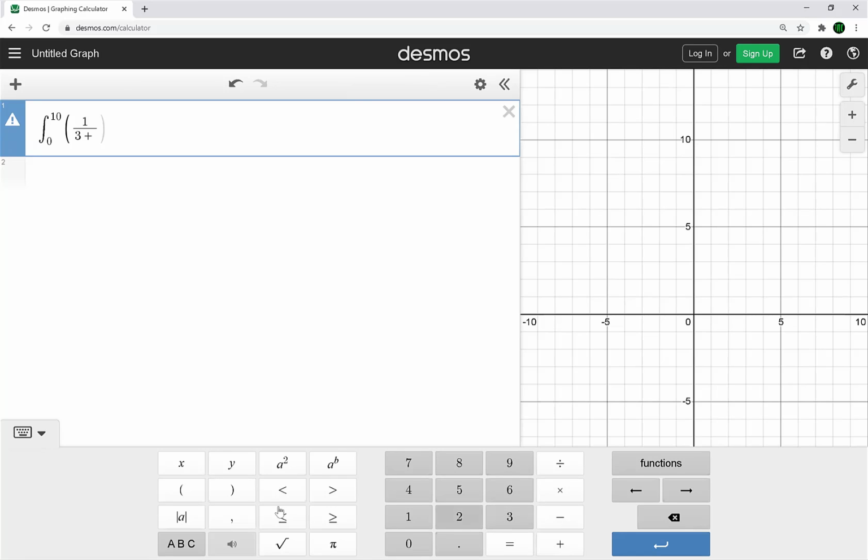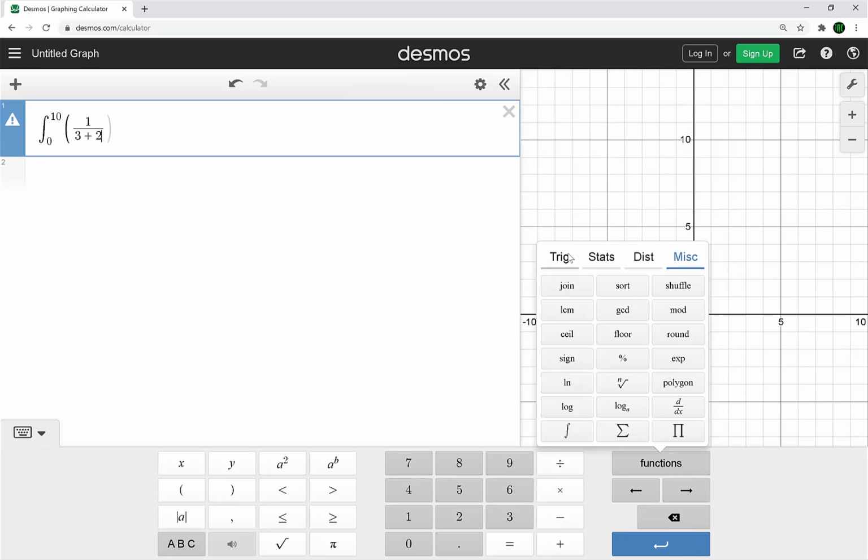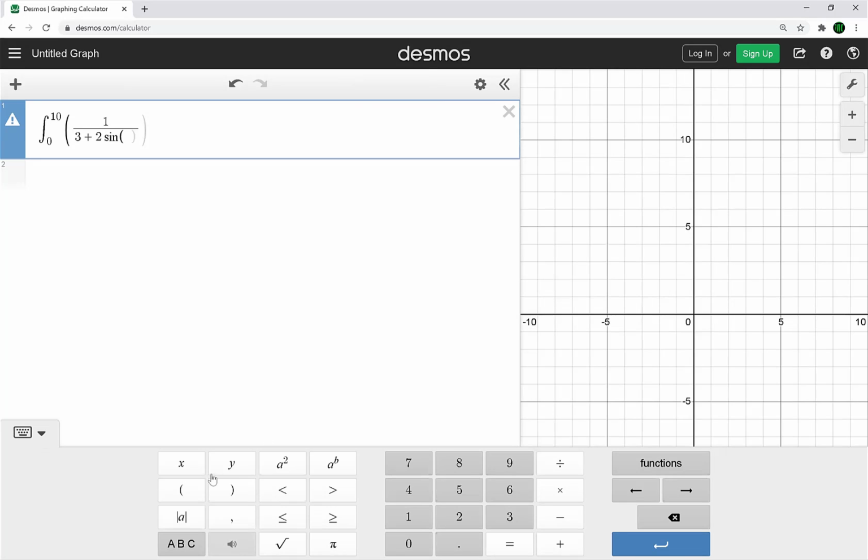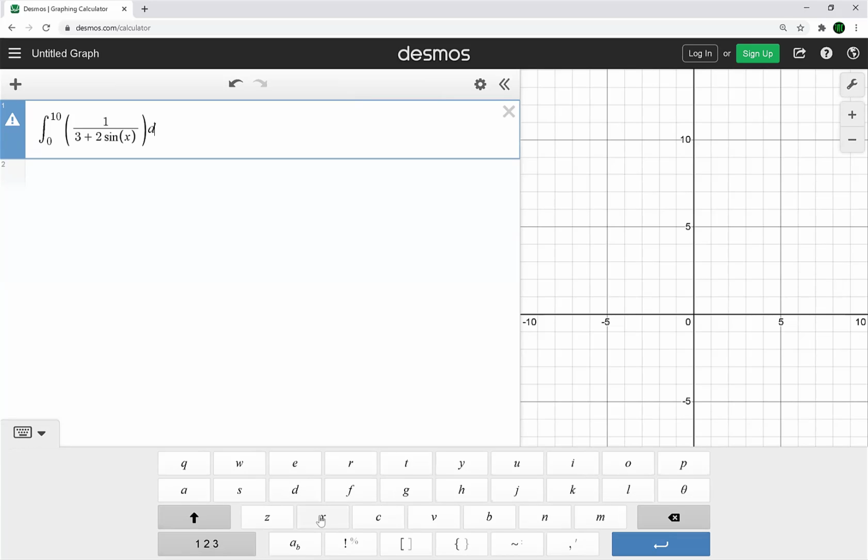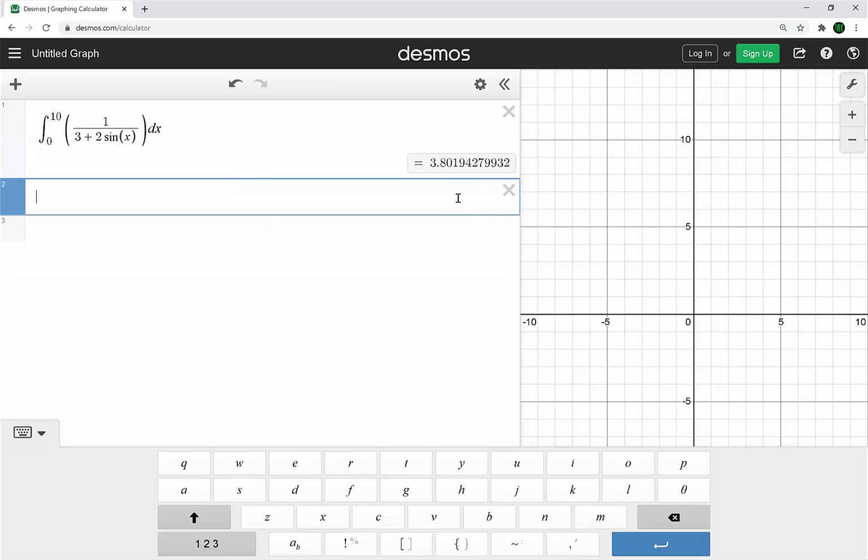3 plus 2 sine functions. Trig sine x. Close parenthesis, move to the right, close that guy, and put dx in there. Dx. And there it is. It gives it to you. The value is 3.8019427. So write that down, guys. 3.8019. At least 3 digits every time. And I already forgot.